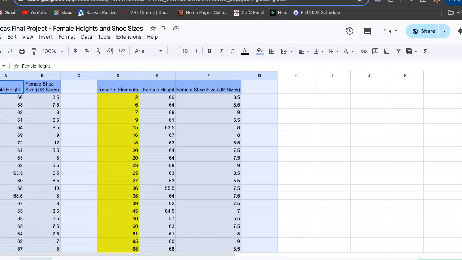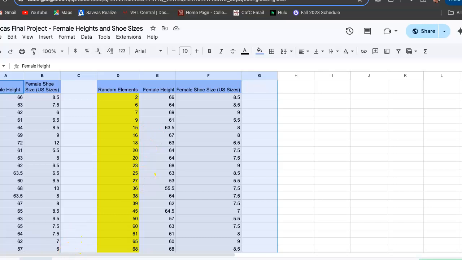Hey, what's up, y'all? This is Lucas Allen, and for my final project, I chose to compare female height to their shoe size. This data will help us understand if there's a relationship between the two, and I'll take you through the various steps I've followed to analyze this data, including summary sheet, confidence interval for the mean, hypothesis test for proportion, and examining correlation.